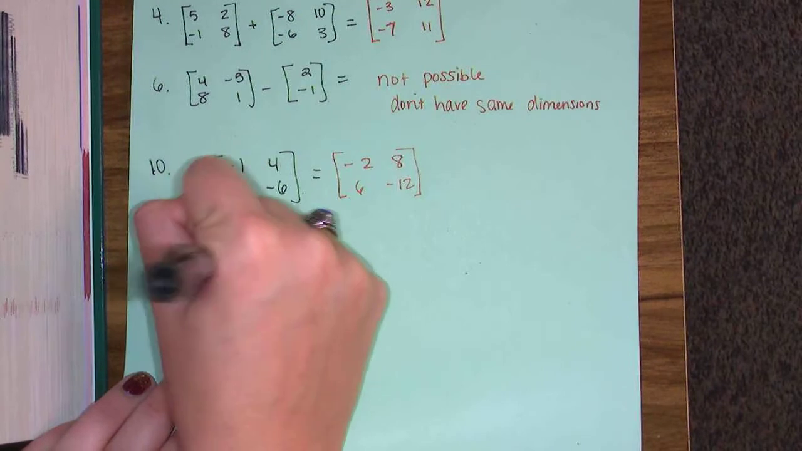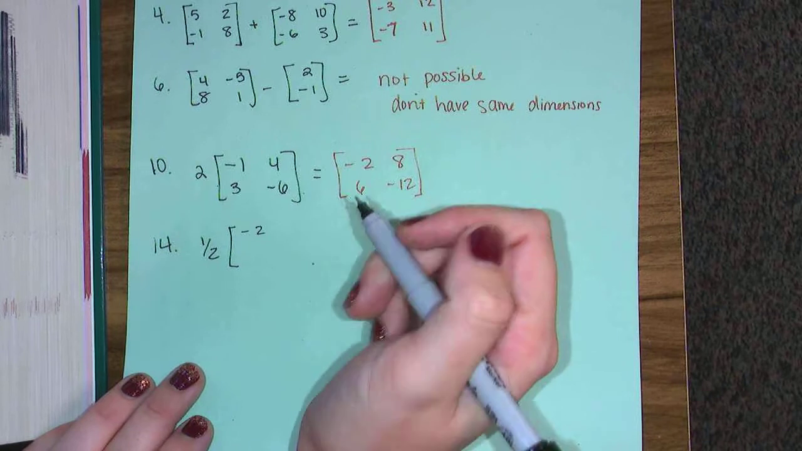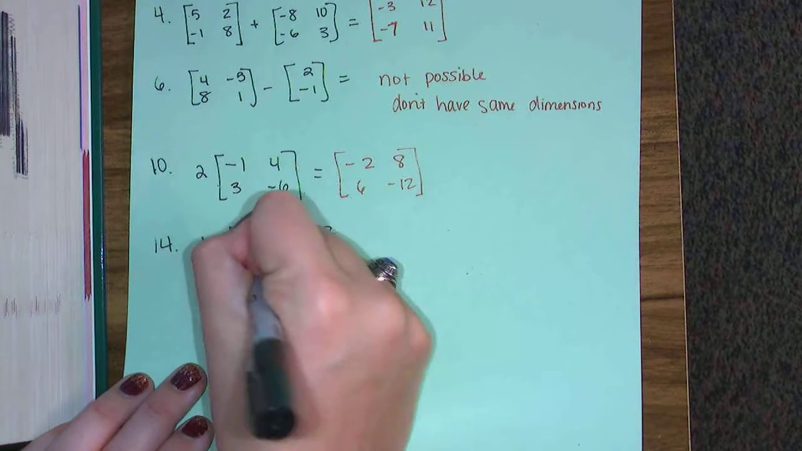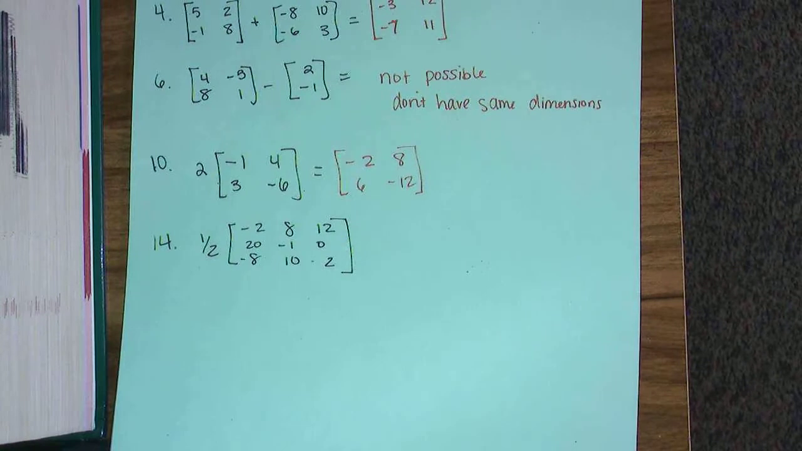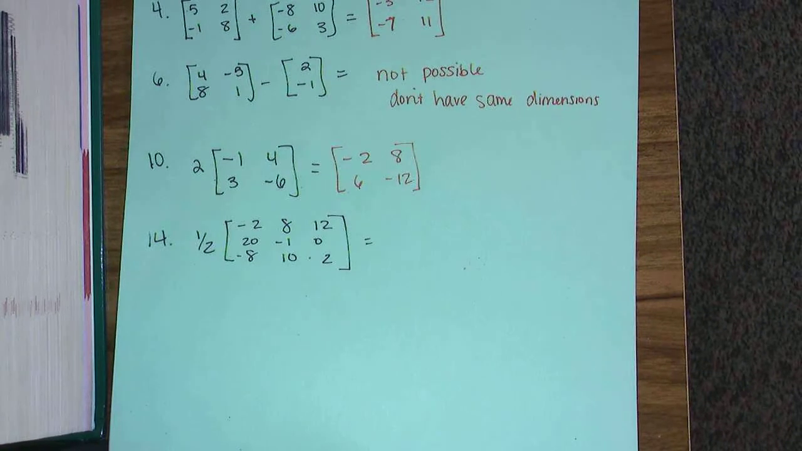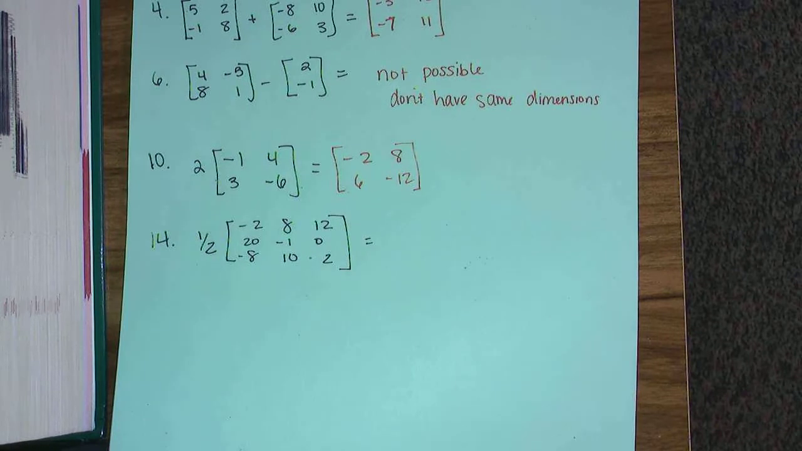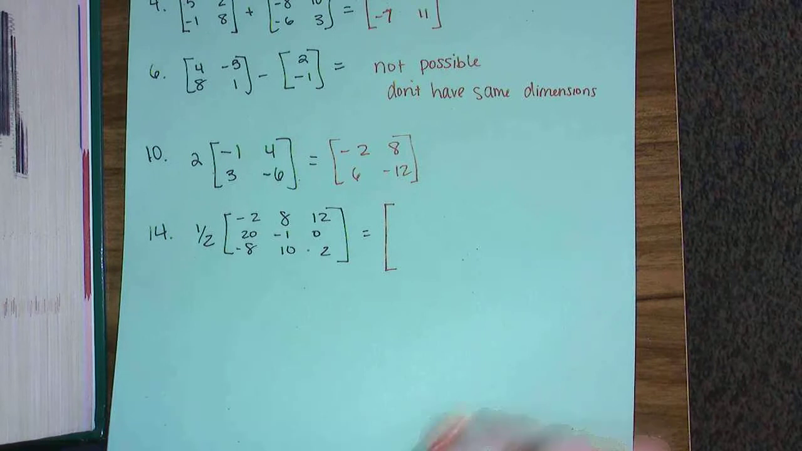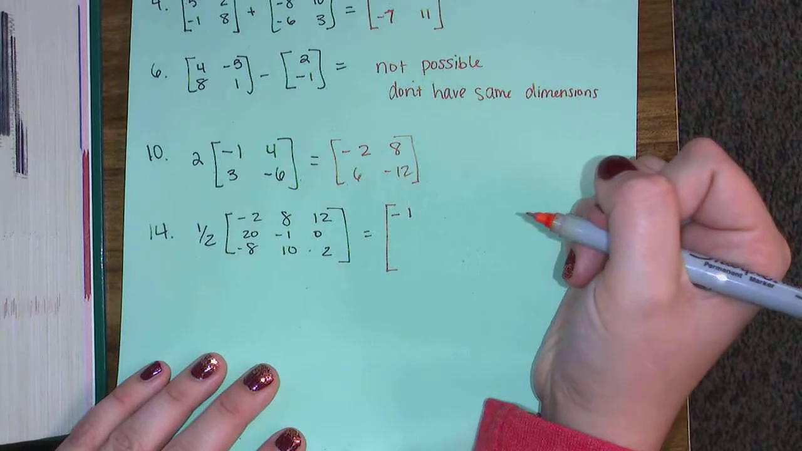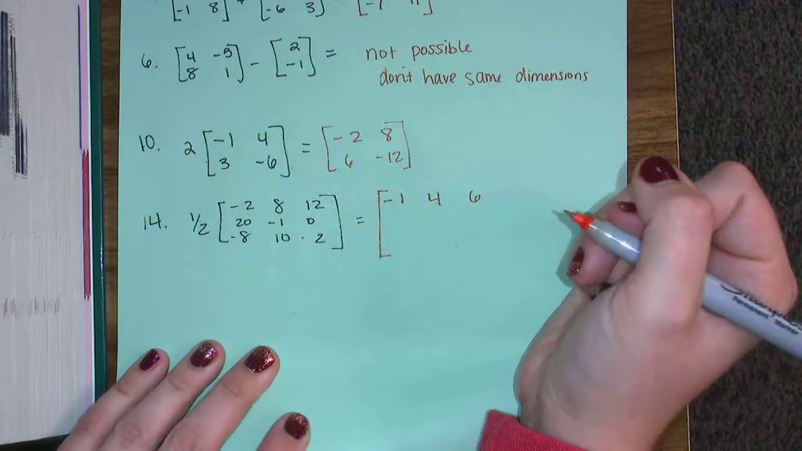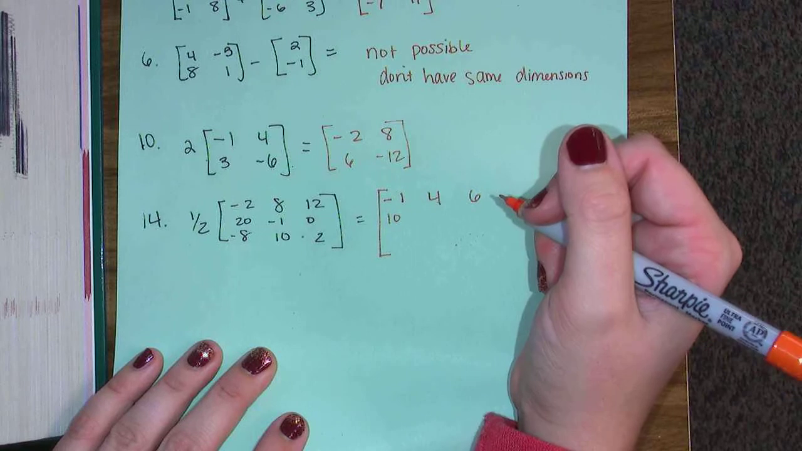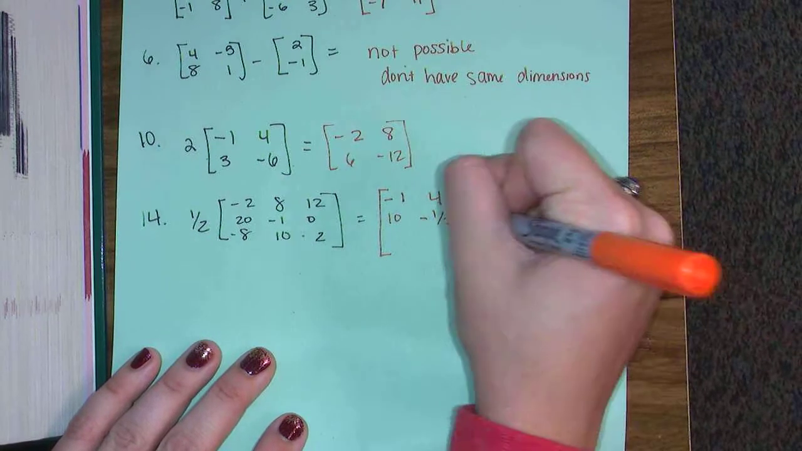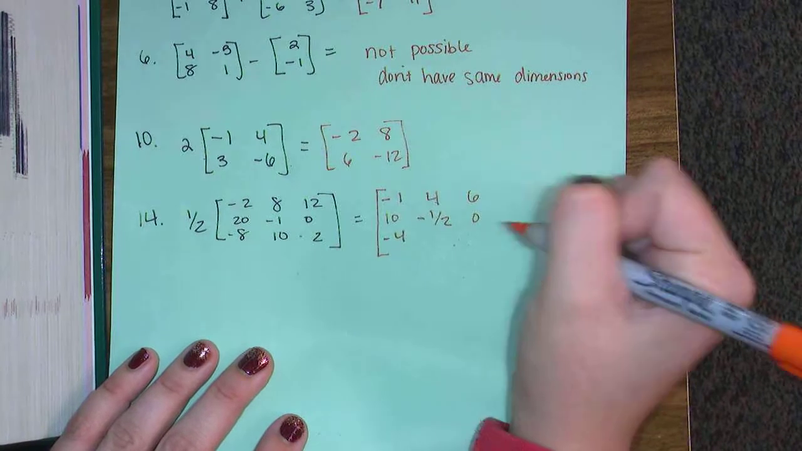14. 1/2 times negative 2, this one's 3 rows, 3 columns. Negative 2, 8, 12, 20, negative 1, 0, negative 8, 10, 2. So what would I need to do with this one? I have a fraction in front. I'm basically just dividing by 2. So what does that give me? Negative 1, 4, 6, 10, negative 1/2, 0, negative 4, 5, 1.